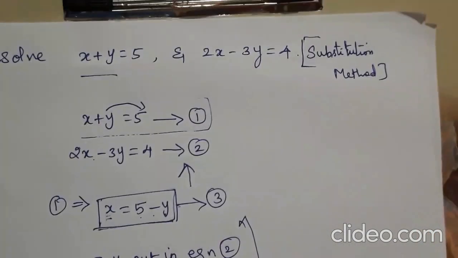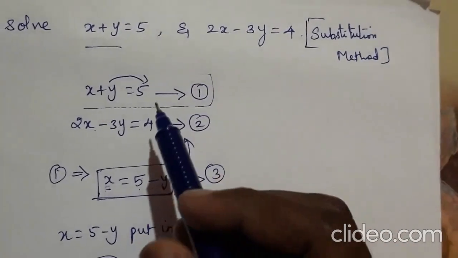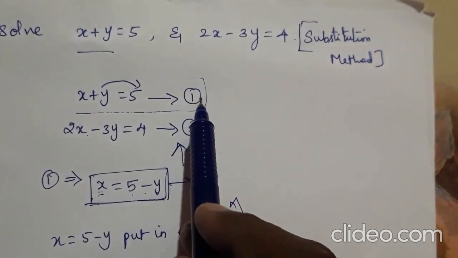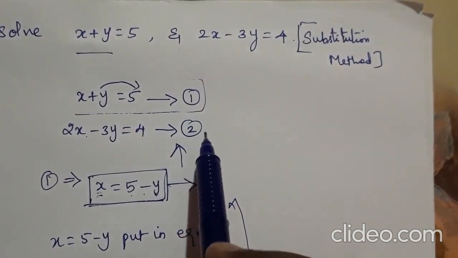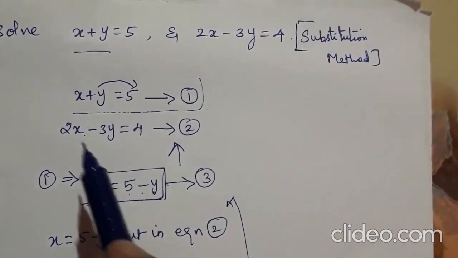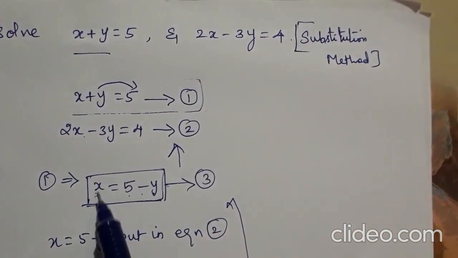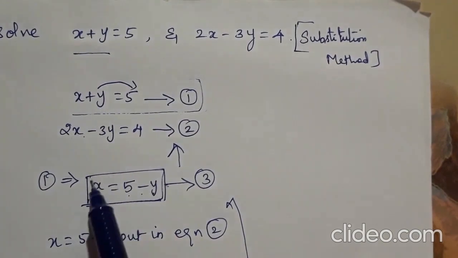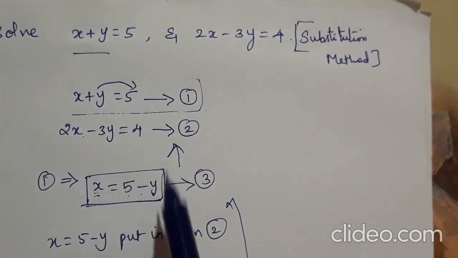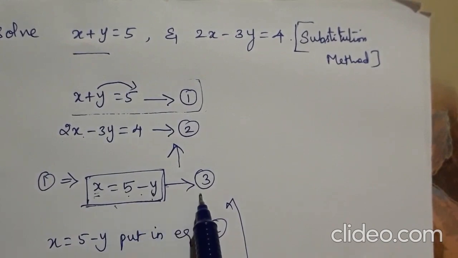So first, from the question we have to write the equation. The first one we can take as equation 1, the second equation as equation 2. From the first, any one variable you can keep on the left hand side. Here I am taking x. From equation 1 I am keeping x on the left hand side and taking the remaining variable to the right hand side. So we got the third equation.